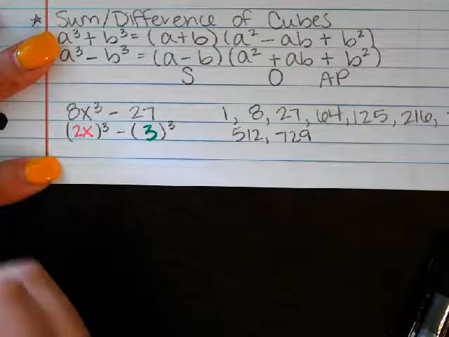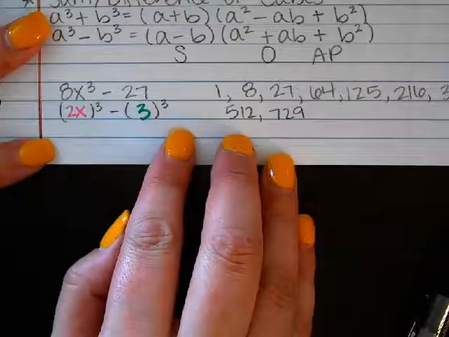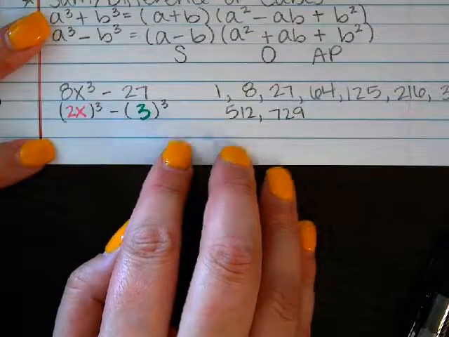27 to the third, not 7 to the third, 27. 27 is really just 3 to the third. There we go, said it correctly.